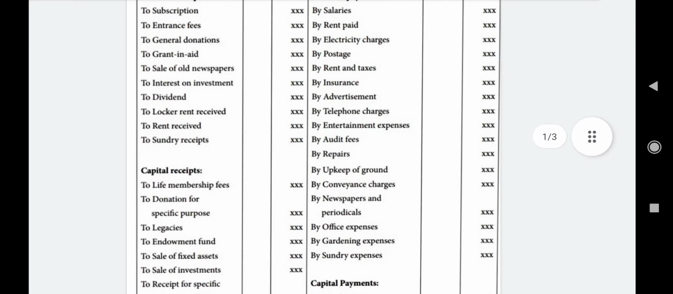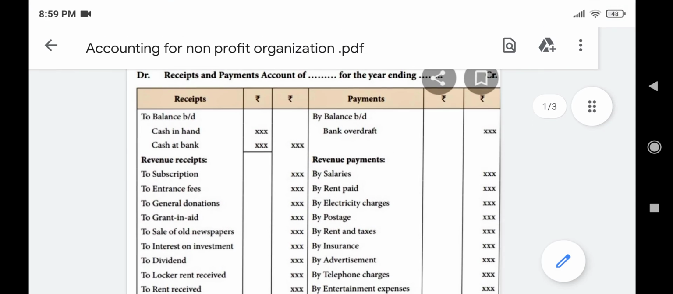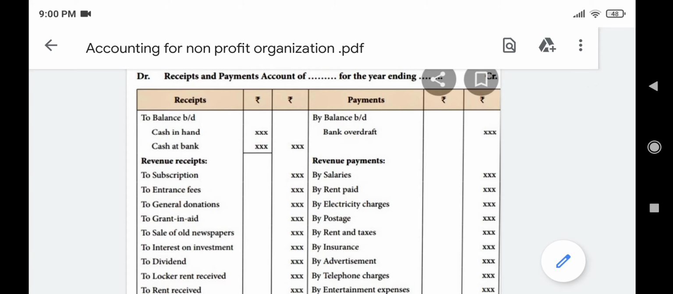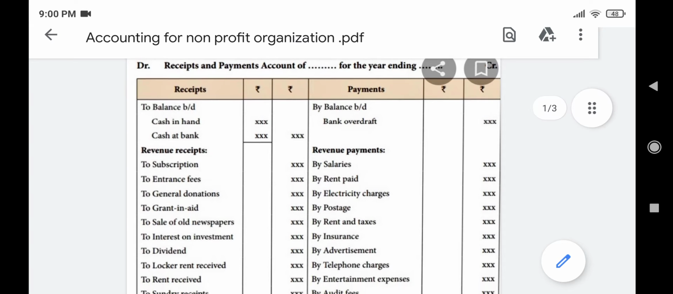Now, after the receipts, you need to record the payments, and this is the credit side of your receipt and payment account. First, if you have any overdraft balance, you should record it. Then you go with the revenue payments.